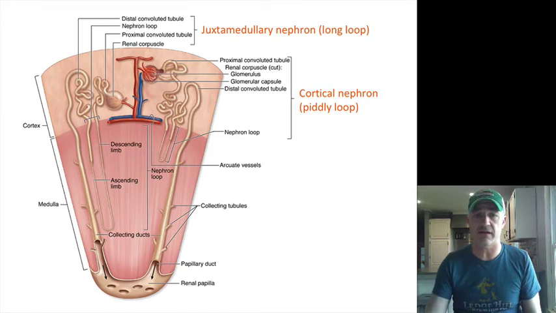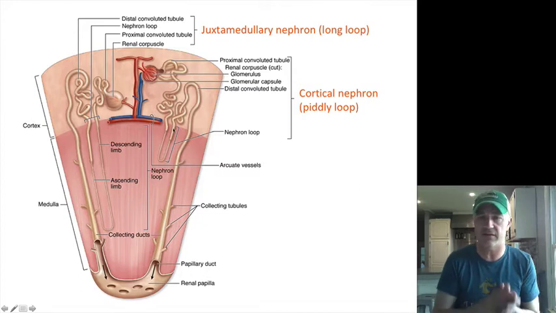And you can kind of see it right here. This one would be that juxtamedullary. You can see it's a loop of Henle going much further down in, where these cortical nephrons is just a little bit into the medulla there.